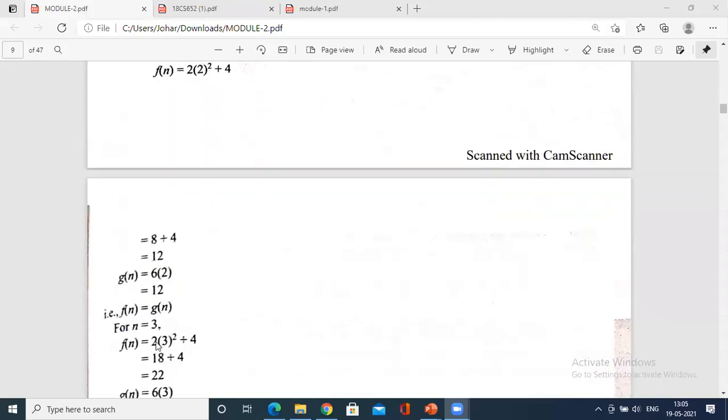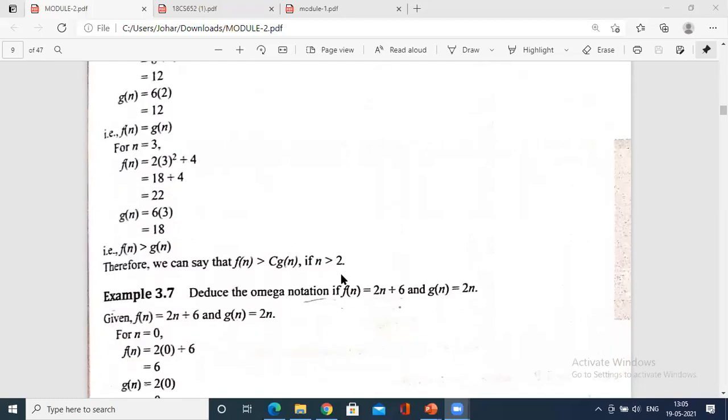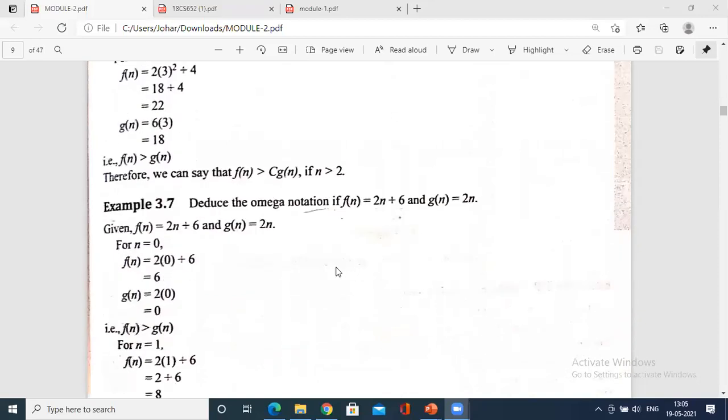Again, f of n was equal to g of n. When you analyze for n equals 3, again f of n is greater than g of n. Therefore, we could say that f of n is greater than c times g of n only if n is greater than or equal to 2. So this is an analysis for the asymptotic notation omega.